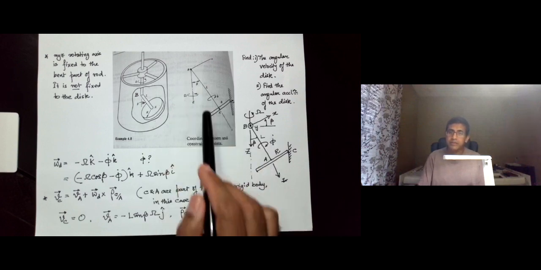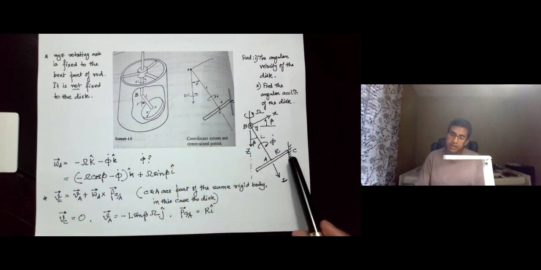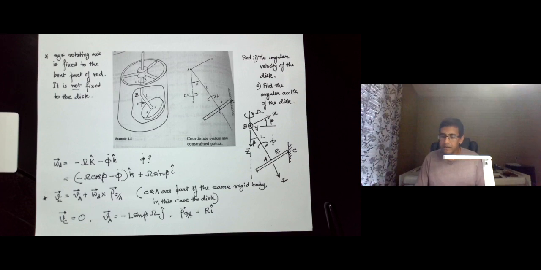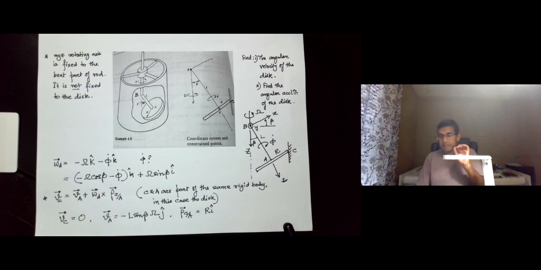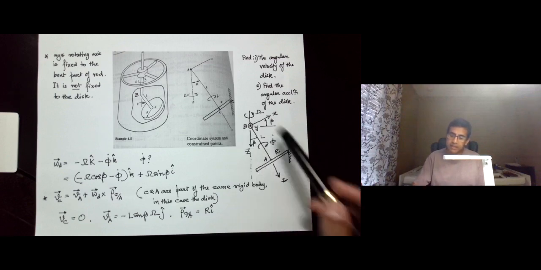So referring to this figure, which is enlarged over here, we can see that the point C is the contact point between the disc and the inner surface of the cylinder. The radius R and the length L are such that the point C is in contact with that inner surface of the cylinder, and it rolls without slipping. This is how the axis setup is given.